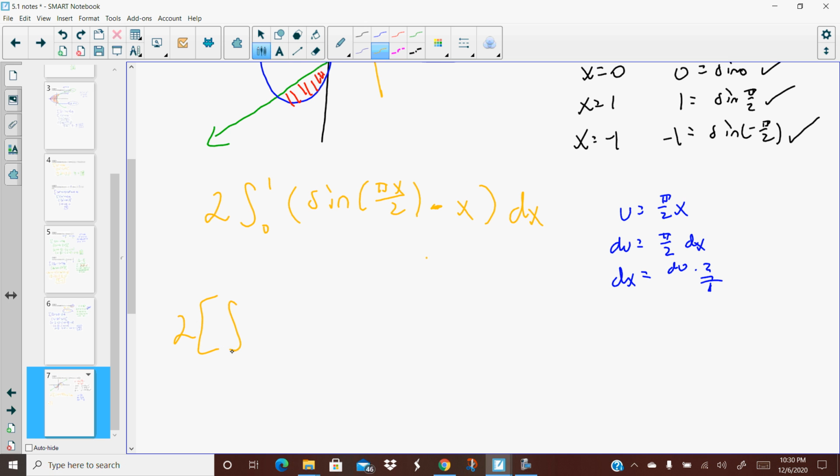Plugging in 0 for x is going to give me 0. Plugging in 1 for x is going to give me pi halves of sine of u times my new dx, which is going to be du times, oops, not 2 pi over pi, 2 over pi. That's the first integral. Minus the integral from 0 to 1, go back to the original bounds, of x dx.